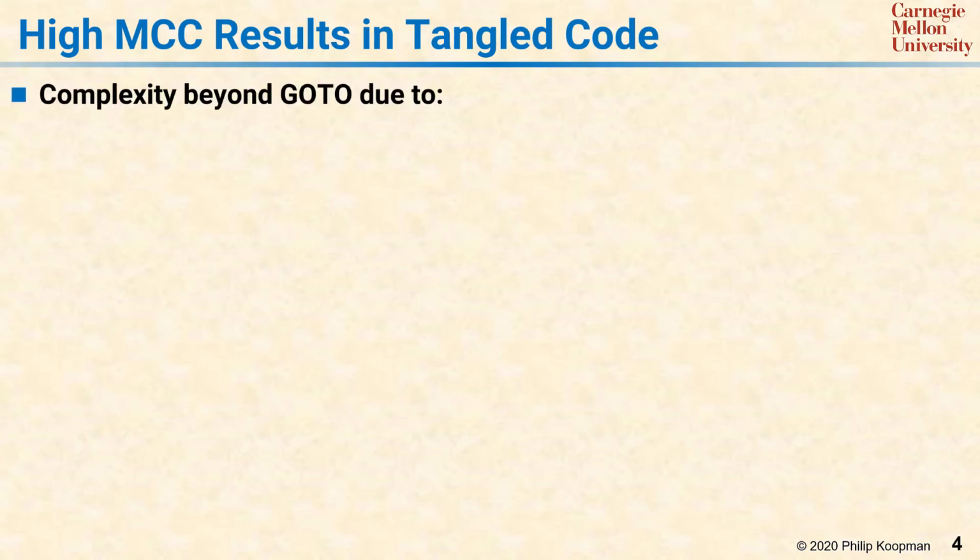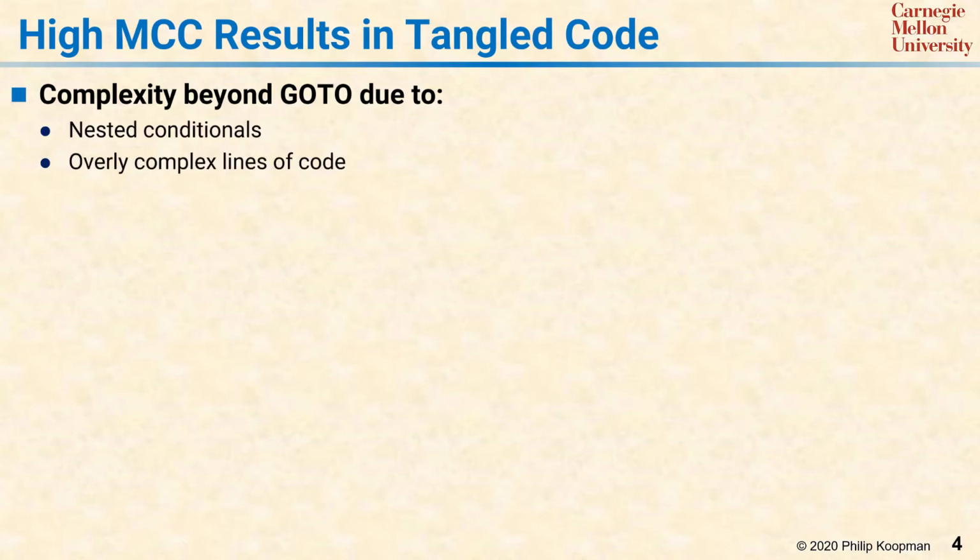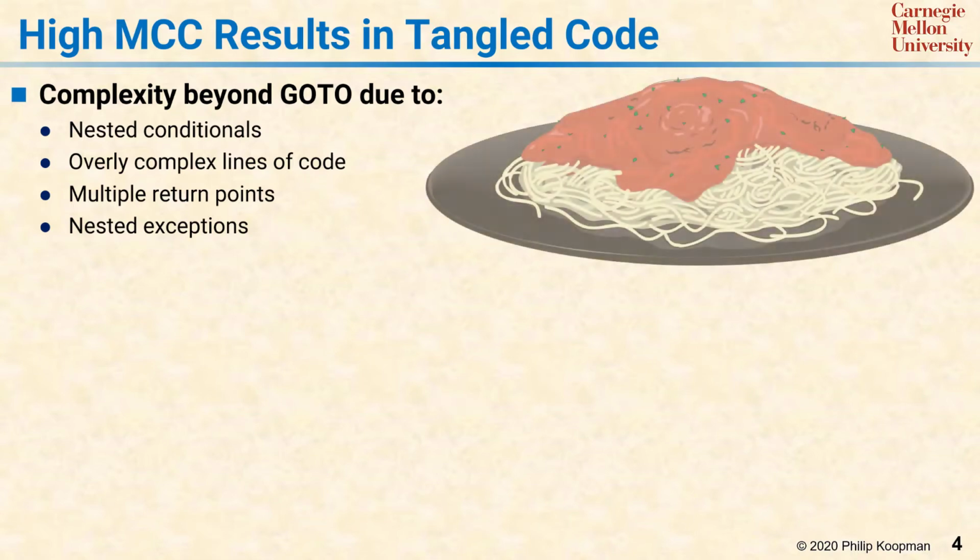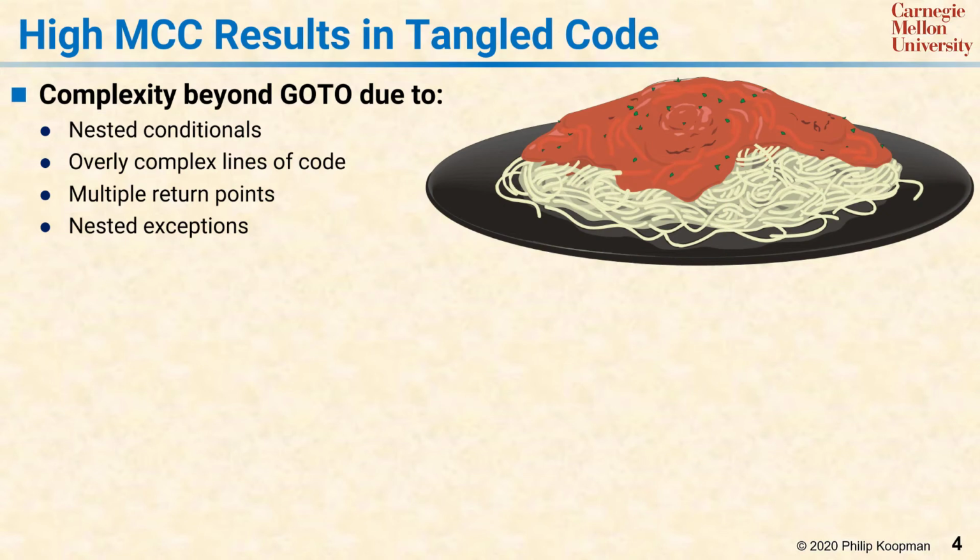Regardless of whether you use MCC or SCC, a high complexity metric means that you have tangled code. In practice, this complexity can arise from multiple sources. Of course, using go-tos can easily result in both high complexity and impenetrable control flow in general. However, also contributing to complexity can be nested conditionals, overly complex operations in a single line of code, multiple return statements, and nested exceptions, even if these do not necessarily affect the complexity metric itself.